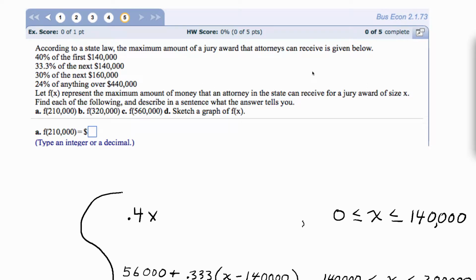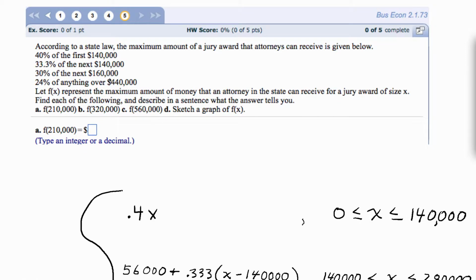Hello, I'm going to do problem 2.1.73. If you want to stop the video and read the question, that'd be good. But all right, I'll just get going here. So we have this situation and we want to describe this function f. Now the key is to break up the domain of the function so that we can write it down.